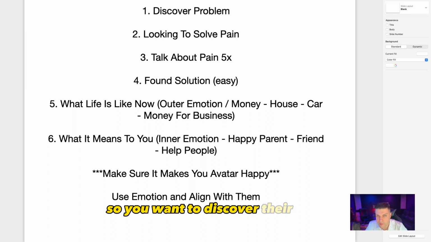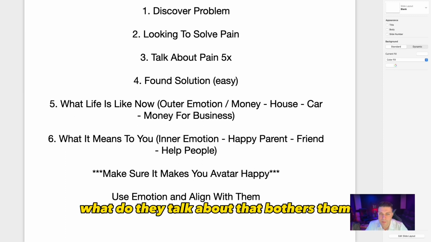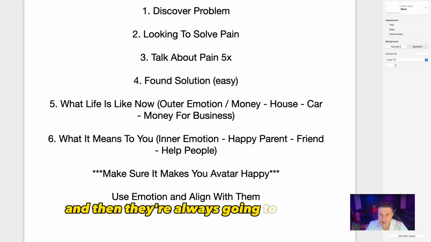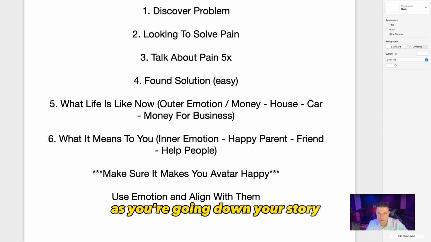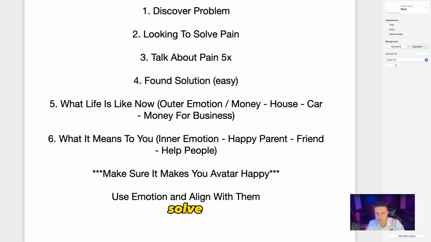So you want to discover their pain. What are their problems? What do they talk about that bothers them? And then they're always going to be looking to solve the pain. So once you talk to them about the problem, or they discover their problem, as you're going down your story, they're going to look to solve their pain. So you've got to solve that pain. Talk about their pain points about 5 to 10 times.